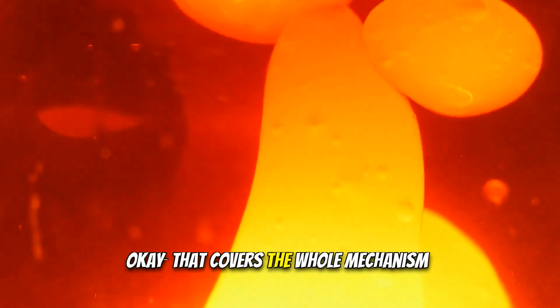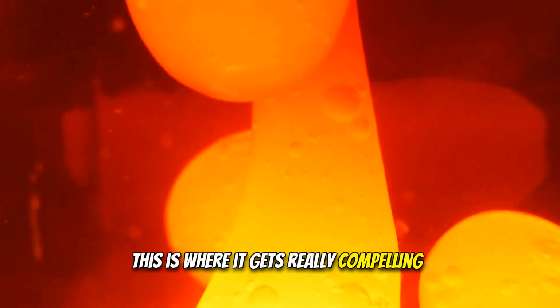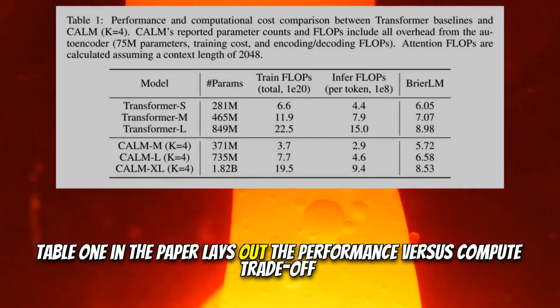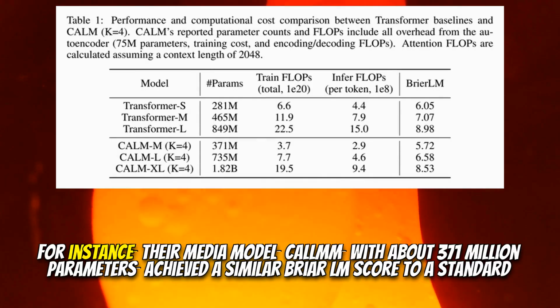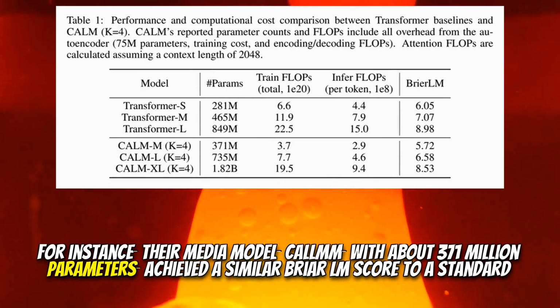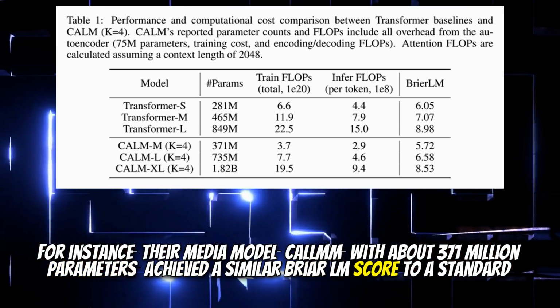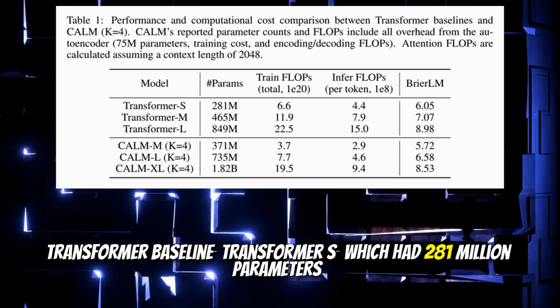Fantastic. Okay, that covers the whole mechanism. Let's get to the payoff, the results. This is where it gets really compelling. Table 1 in the paper lays out the performance versus compute trade-off. And it looks good for CALM. Very good. For instance, their medium model, CALM-M, with about 371 million parameters, achieved a similar BrierLM score to a standard transformer baseline, Transformer-S, which had 281 million parameters.